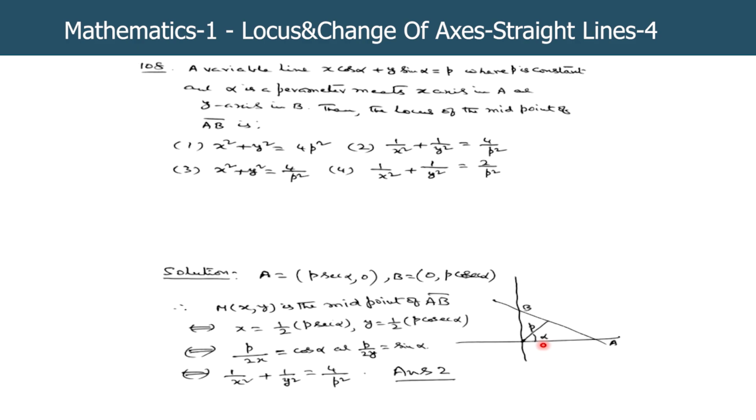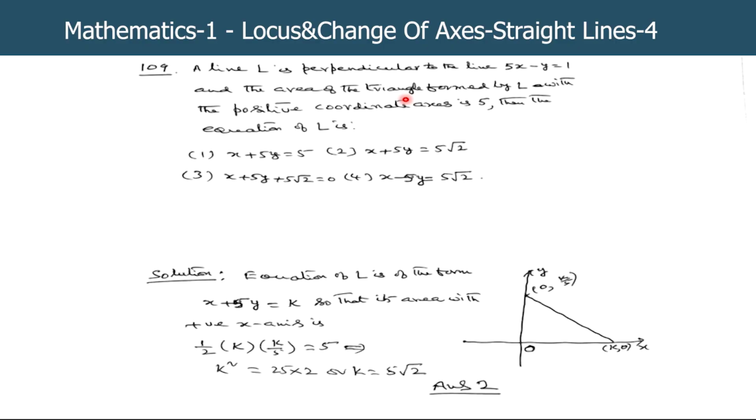that the x and y intercepts of the given line are A (p secant alpha, 0), B (0, p cosecant alpha). They are the x and y intercepts. Since M is the midpoint of AB, x is equal to half p secant alpha and y is equal to half p cosecant alpha. So that is p by 2x is equal to cos alpha, p by 2y is equal to sin alpha. And squaring and adding, you will have 1 by x square plus 1 by y square is equal to 4 by p square. So the correct option is option number 2.